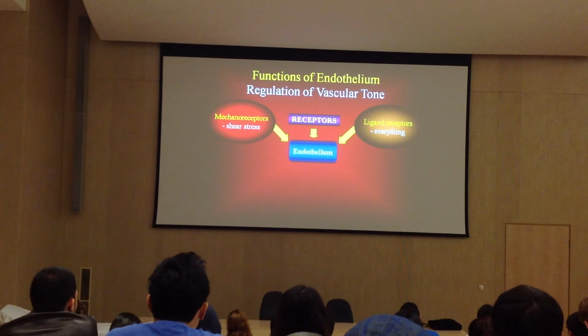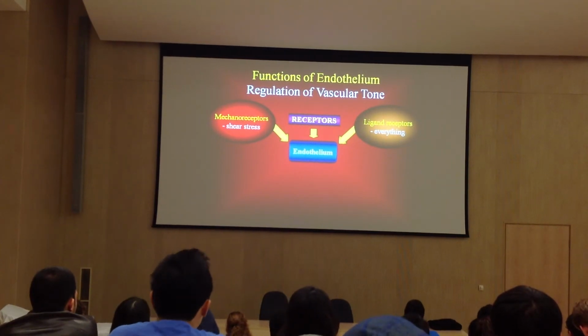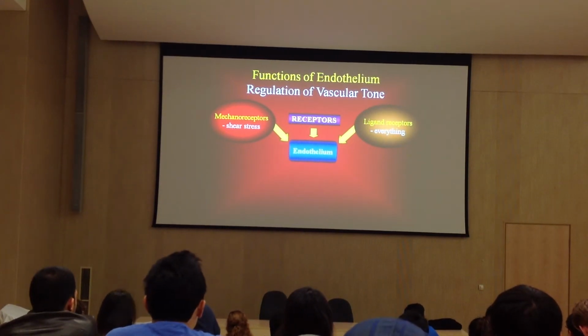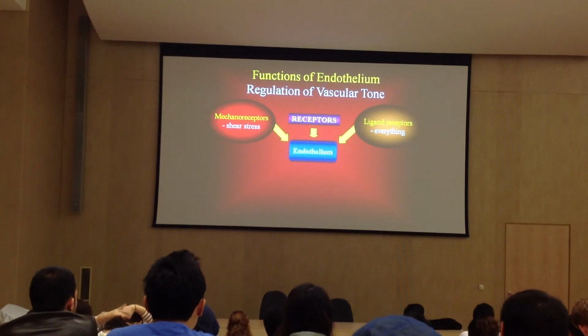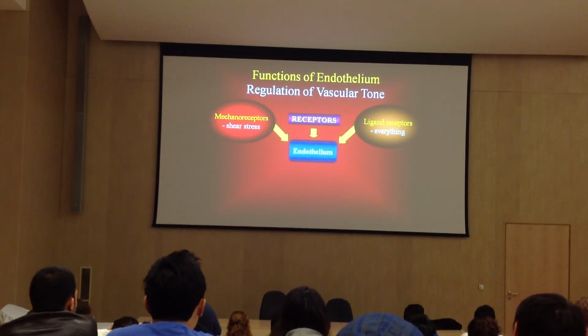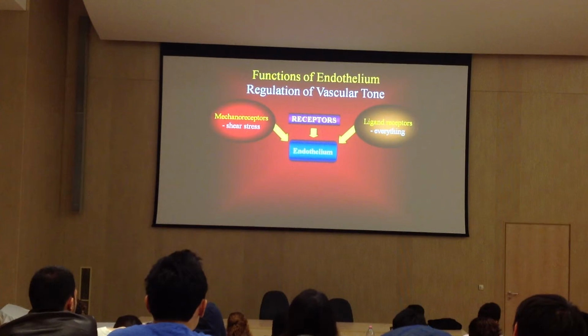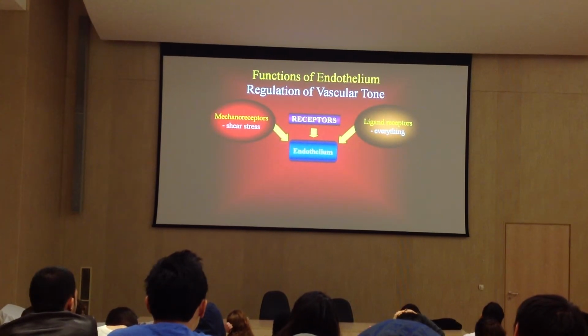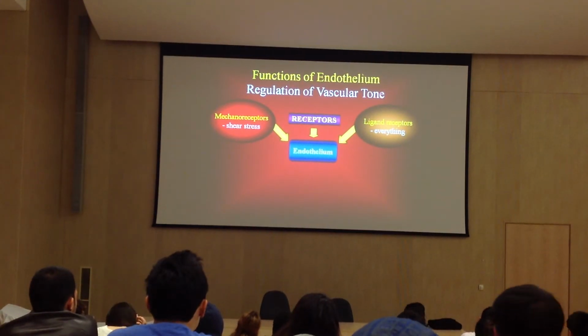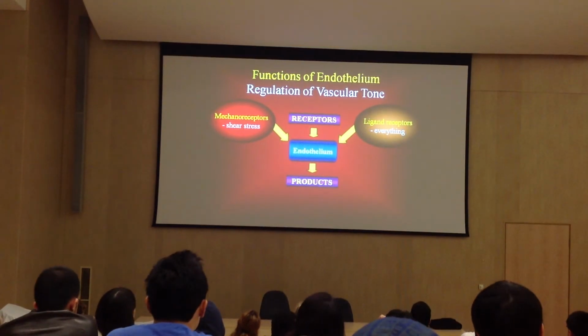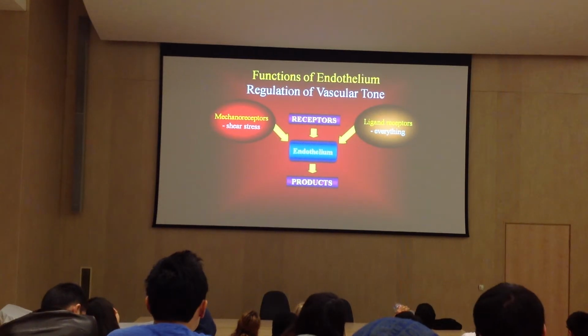Plus, you have ligand receptors for literally everything. So if you inject a certain agent onto an endothelial surface, you have a good chance that the endothelium will respond. To a certain degree, of course; we are going to mention a few which are a bit more interesting, but I think the starting point would be that. Now, if the mechanoreceptors and all the ligand receptors are activated, the question is what happens? So what are the products?